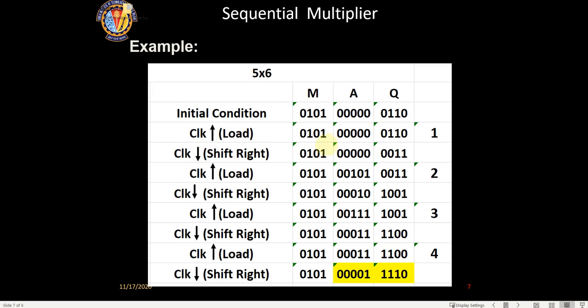Okay, in the negative edge of the clock it is going to be shifted right. These are all zeros, as such it doesn't make any difference, so these 1 1 will come here, 1 1 here. So in the next clock cycle, since this is 1 here, the accumulator is going to be added.